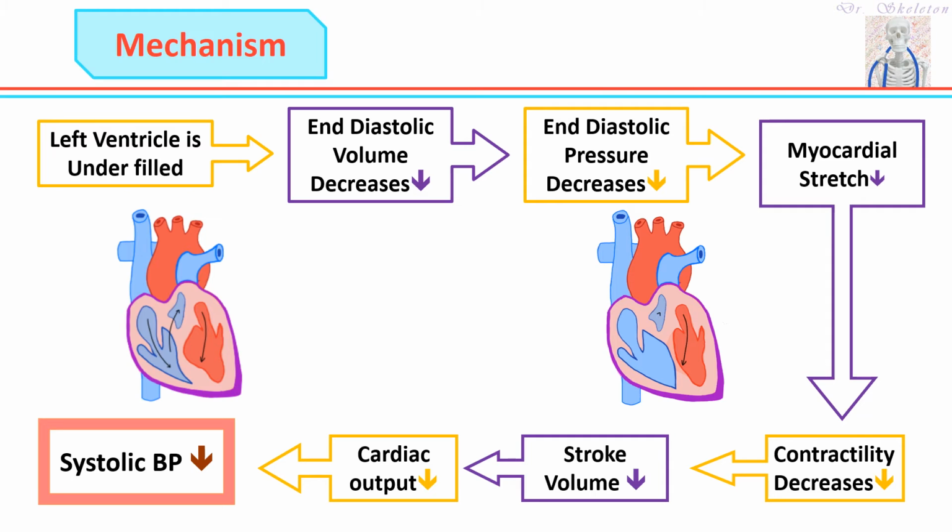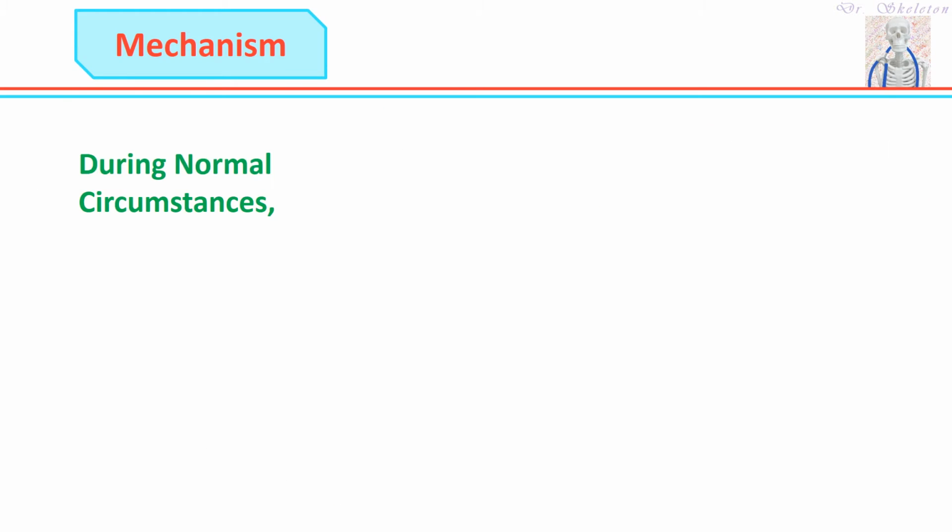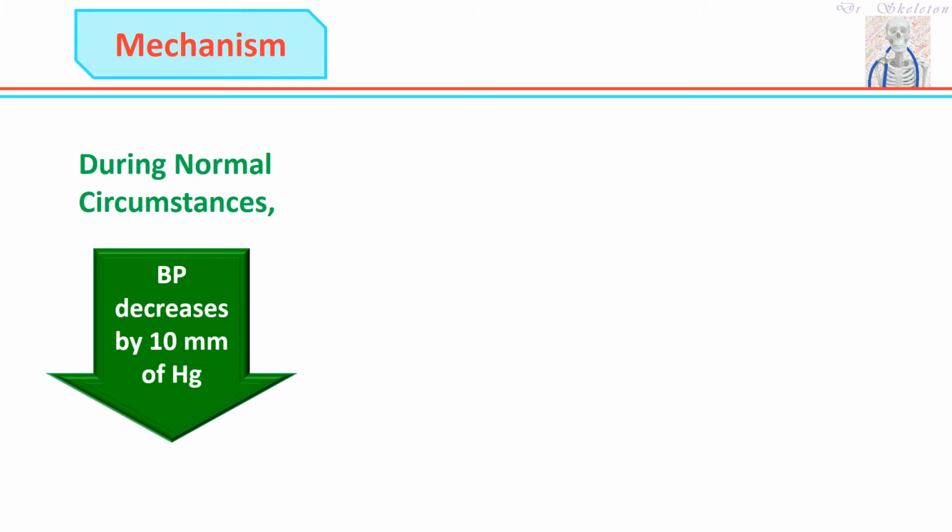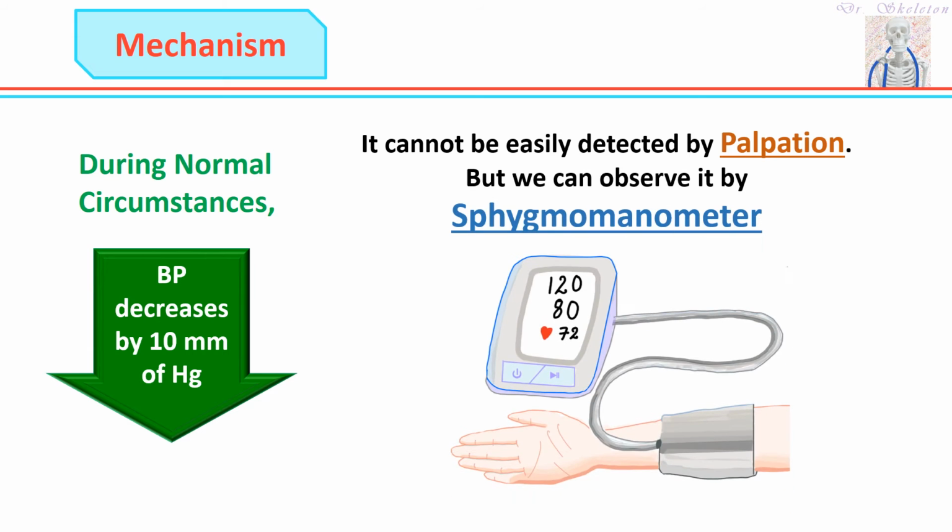As long as this decrease in systolic blood pressure is around 10 mm of Hg, it's normal. It's normal physiology. But if it exceeds more than 10 mm of Hg, then it's called pulsus paradoxus. During normal circumstances, this decrease of 10 mm of Hg pressure cannot be palpated. Rather, we can observe it by sphygmomanometer.